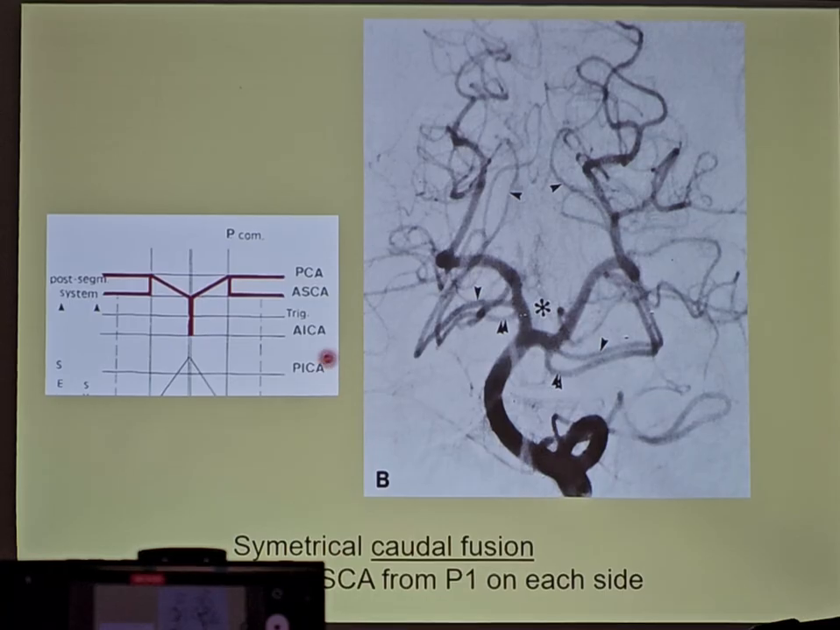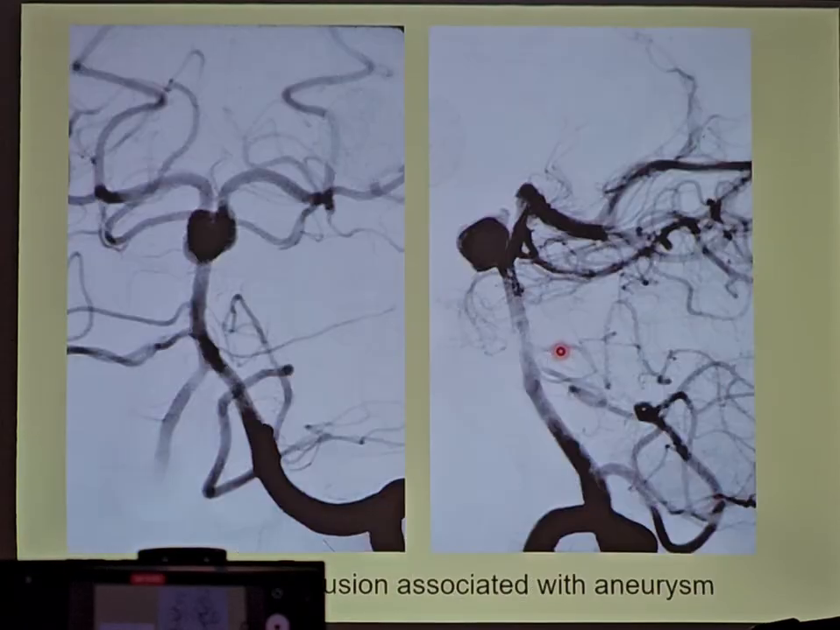And another example where this phenomenon is present, in this case we have two superior cerebellar arteries on both sides arising from the pilon segments of the posterior cerebral arteries. So it's symmetrical on both sides, but the superior cerebellars are not arising from the distal basilar artery, they are actually arising from the posterior cerebral artery pilon segment, creating a symmetrical but caudal fusion, right? You have this V-shaped phenomenon.